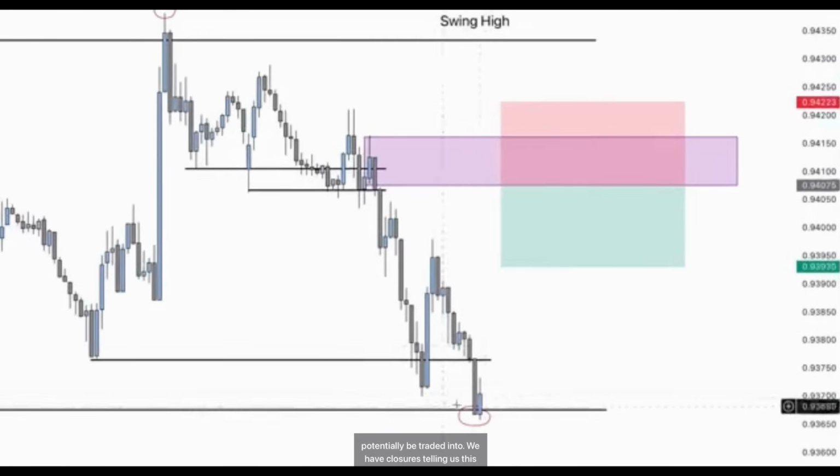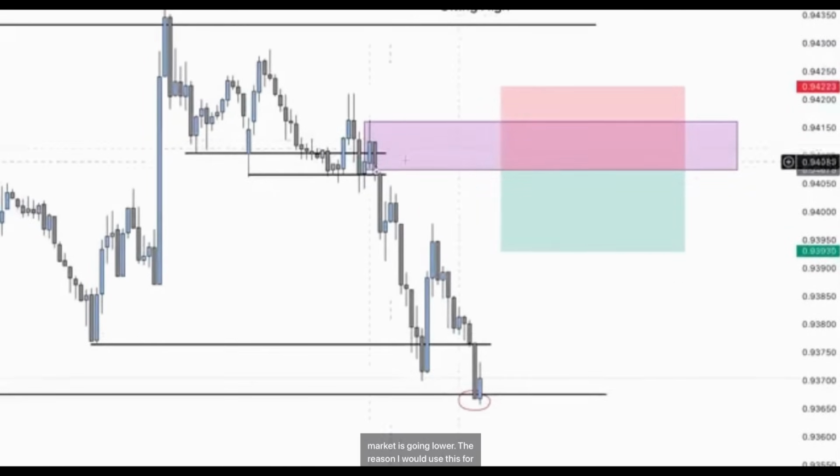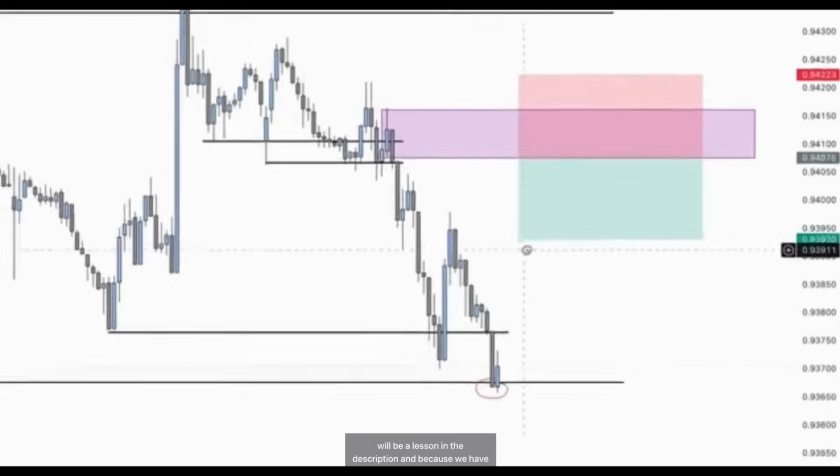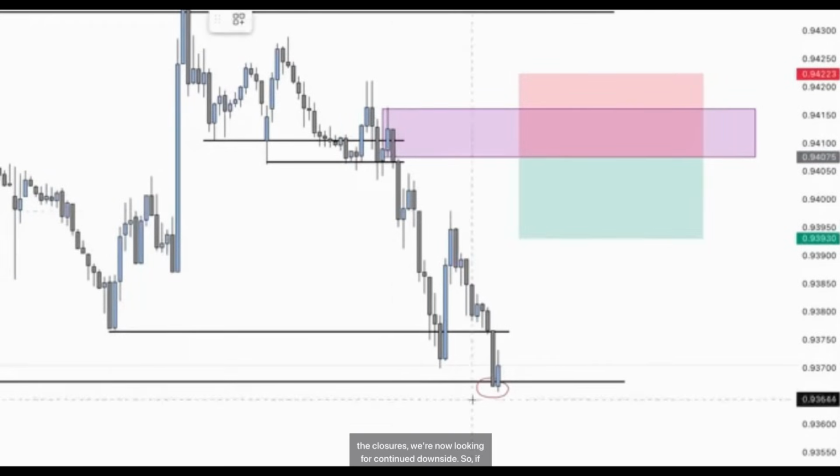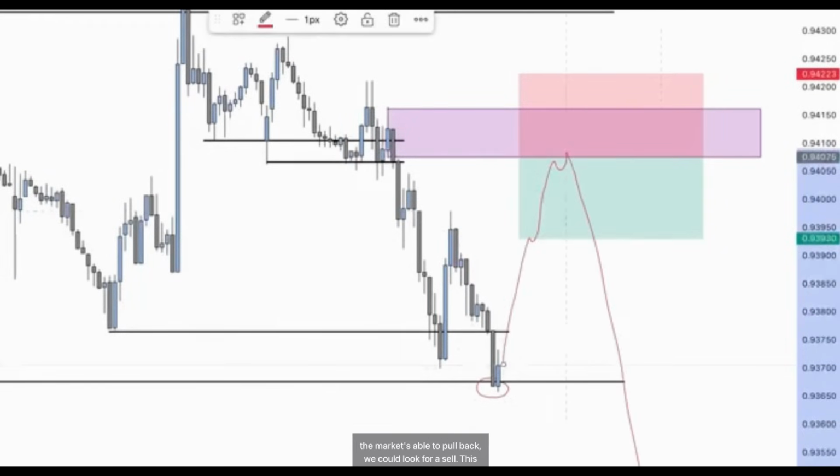We have closures telling us this market is going lower. The reason I would use this for entry is due to something called imbalance. Again, there will be a lesson in the description. And because we have the closures, we're now looking for continued downside. So if the market's able to pull back, we could look for a sell. This sell could continue down.